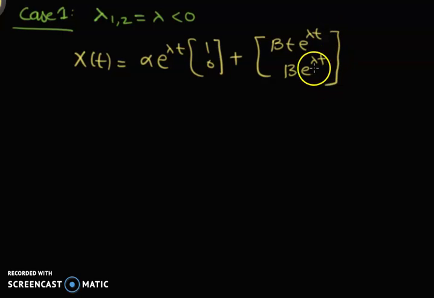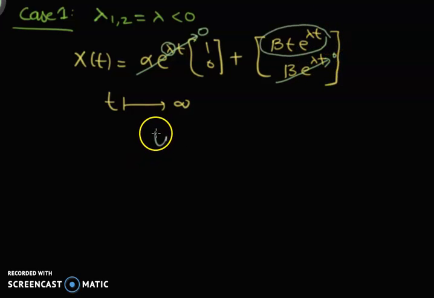This was the solution. What will happen as t goes to infinity? When you apply the limit, because lambda is less than 0, this will go to 0. In other words, this vector will become (0, 0). Indeed, this will also go to 0, because e to the lambda t with lambda negative goes to 0. Okay, what will happen with this term? We need to see what happens to t e to the lambda t as t goes to infinity.